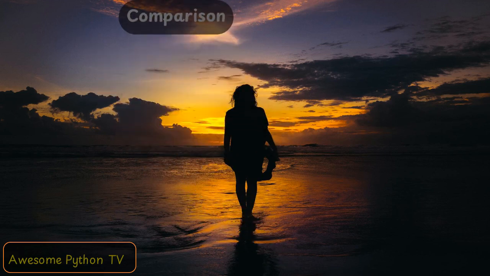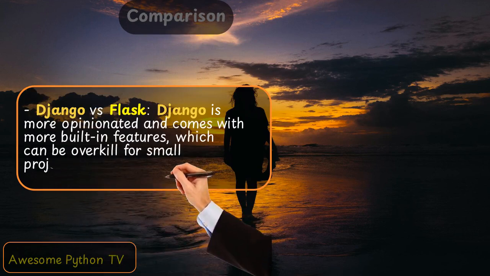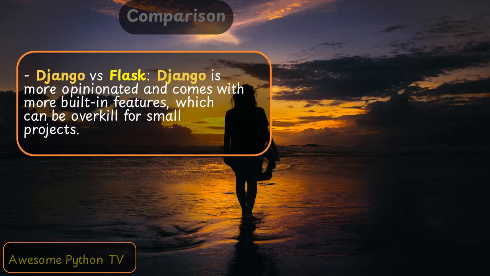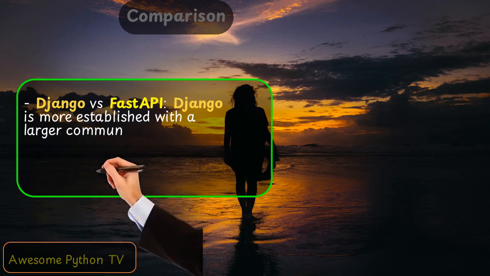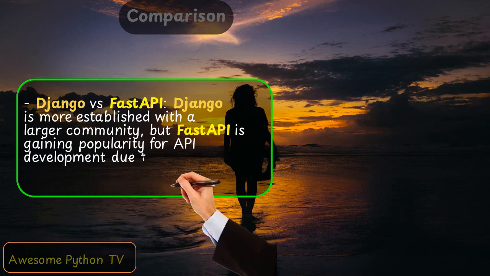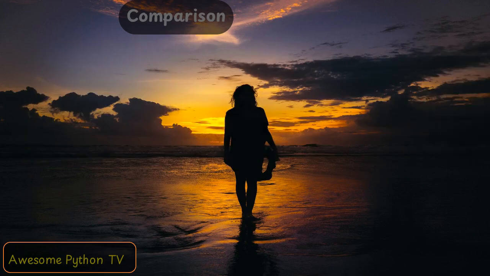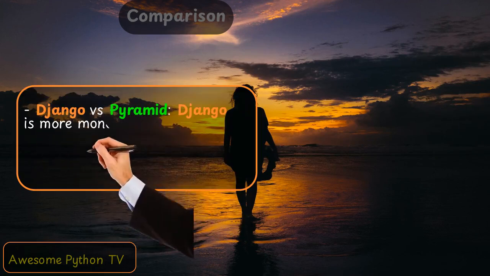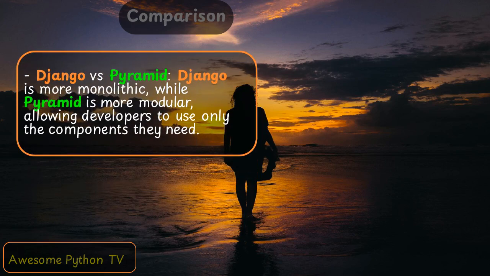Comparison. Django versus Flask. Django is more opinionated and comes with more built-in features, which can be overkill for small projects. Django versus FastAPI. Django is more established with a larger community, but FastAPI is gaining popularity for API development due to its performance. Django versus Pyramid. Django is more monolithic, while Pyramid is more modular, allowing developers to use only the components they need.